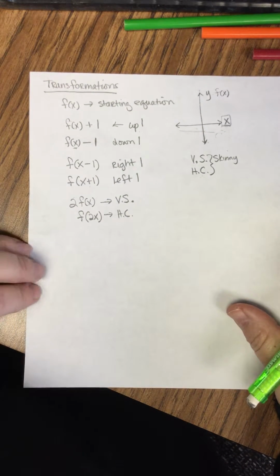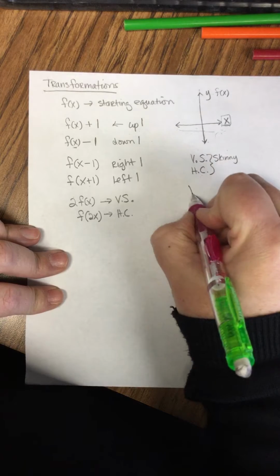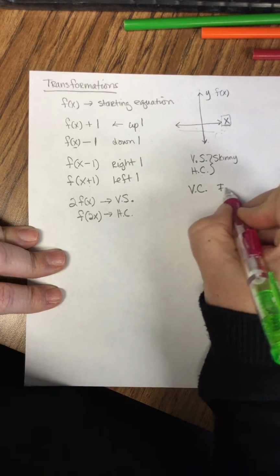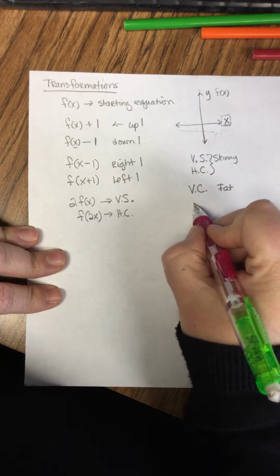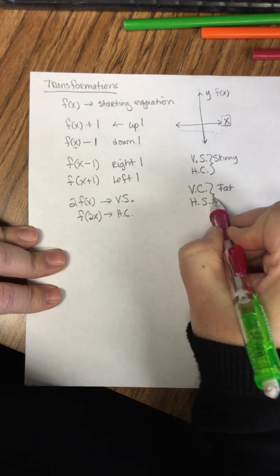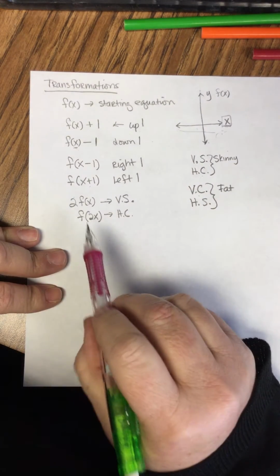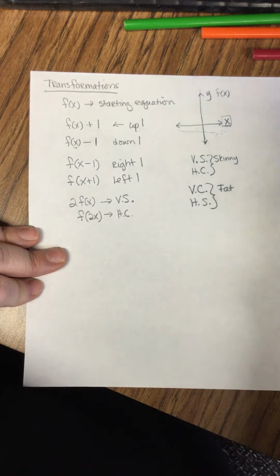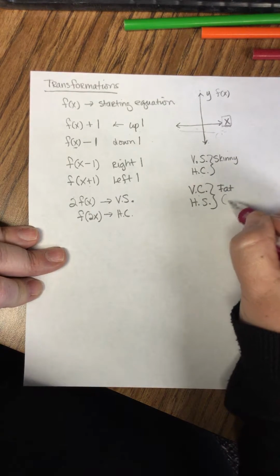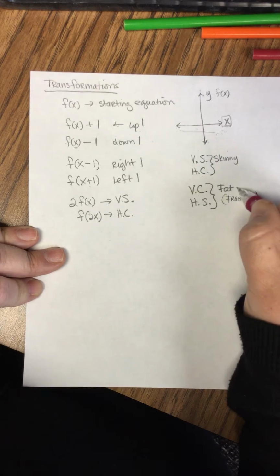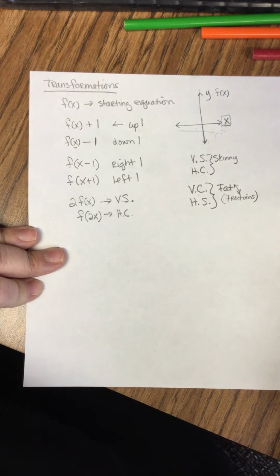Now, the last one that we have not done, vertical chunky, which makes my graph fat. And then that would also be a horizontal stretch. These are going to make my graphs fat. They are going to look different. One has to manipulate the y, one has to manipulate the x. Fractions are fat. Fractions and fat go together.